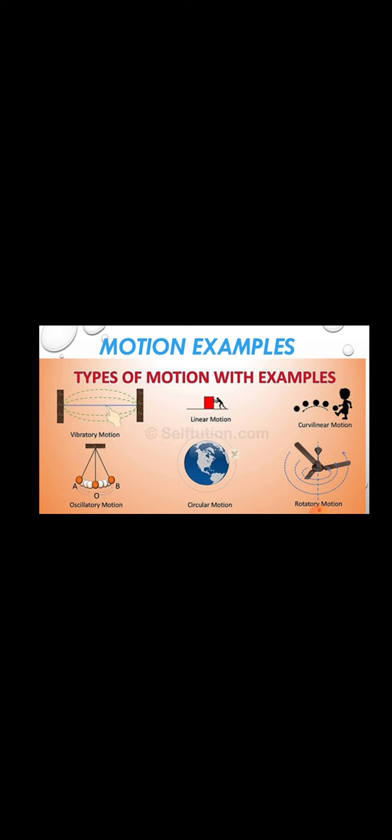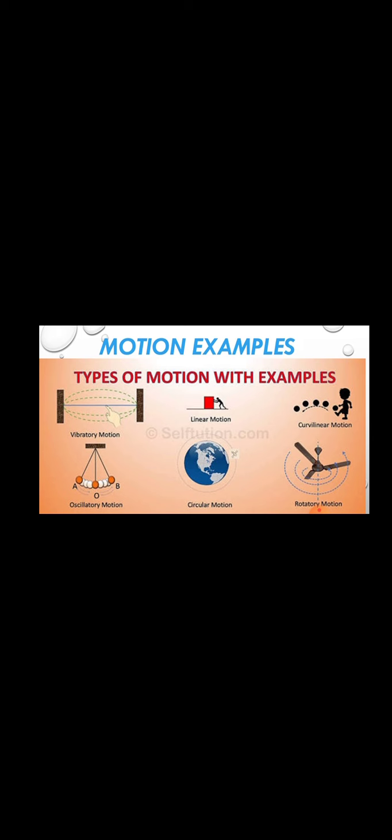And there are several types of motion, based on the pattern they adopt to move. On the basis of their pattern, we can classify the types of motion. There are some types of motion which are vibratory motion, linear motion, curvilinear motion, rotatory motion, circular motion, and oscillatory motion. So first of all, we have to discuss them briefly.